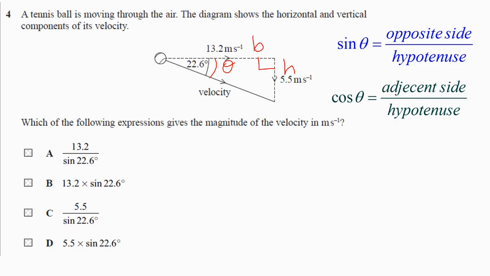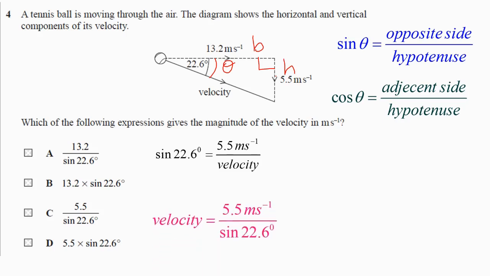If we apply these equations to this triangle, we will get sine 22.6 is equal to the opposite side of theta, which is 5.5 meter per second, divided by the velocity, that is the resultant velocity, which represents the hypotenuse of this triangle. So sine 22.6 is equal to 5.5 meter per second divided by the velocity. So we can easily calculate the velocity.